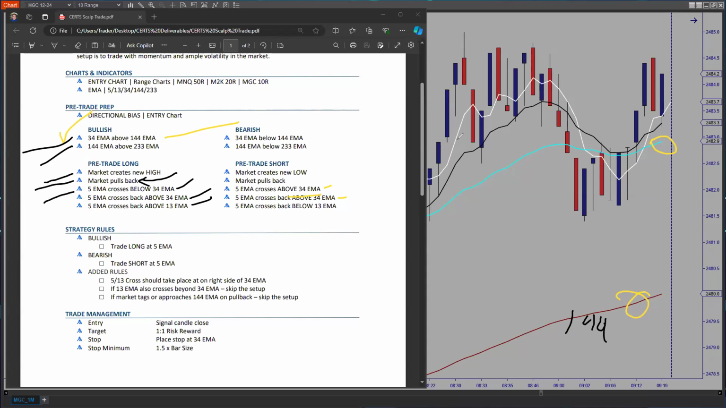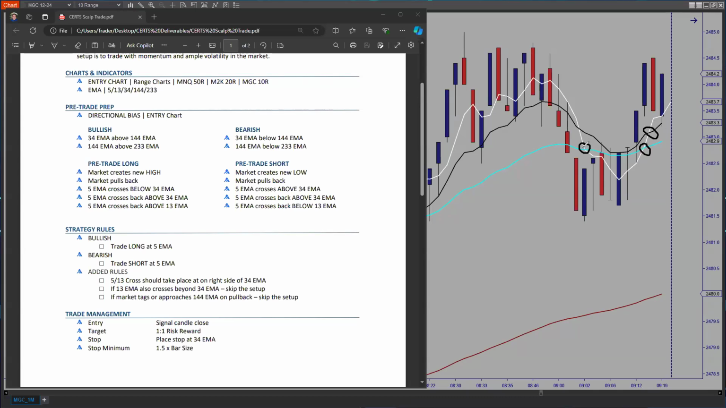So 5 EMA crosses below the 34, right there. 5 EMA crosses back above 34, right there. 5 EMA crosses back above the 13, right there. Here's the easy way to look at this. This is the way that I look at it. Because when you read it off a page, you're like, God help us, right? So here's what I'm looking for. I want to see the 5 cross under the 34, back above, and then cross above the 13.